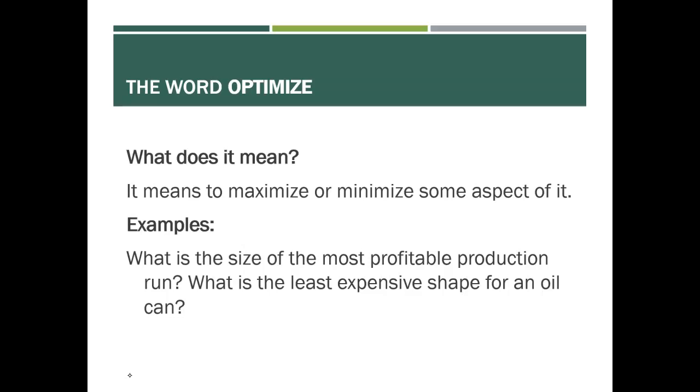So what does the word optimize mean? It means to maximize or minimize an aspect of it. So most profitable production, least expensive shape. Again, all the word optimize means is to maximize or minimize an aspect, meaning to find the least or greatest value.